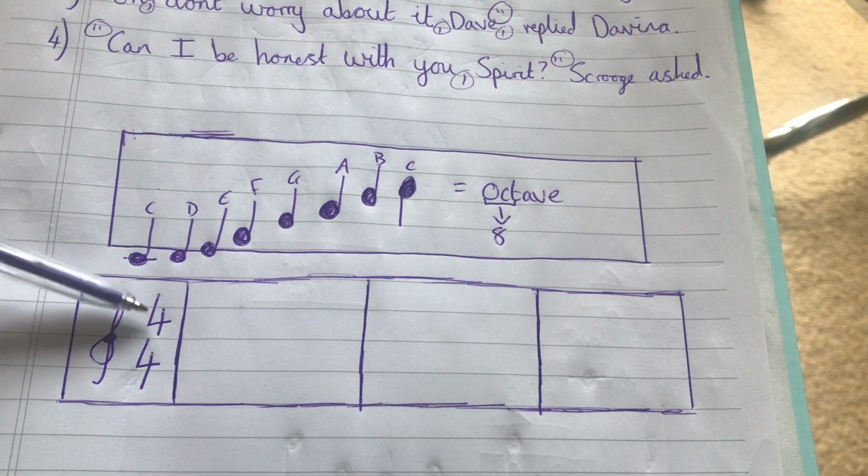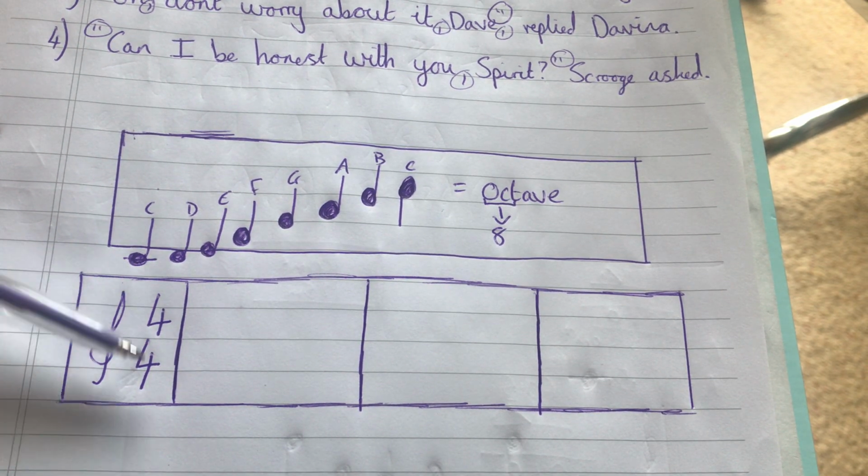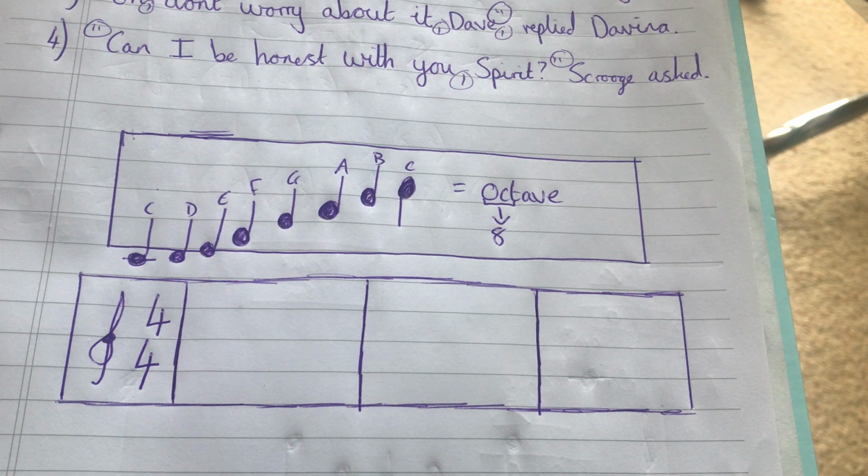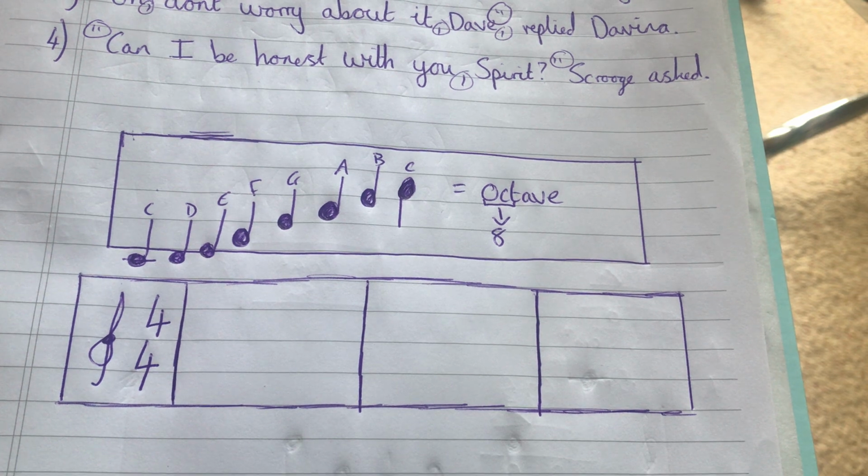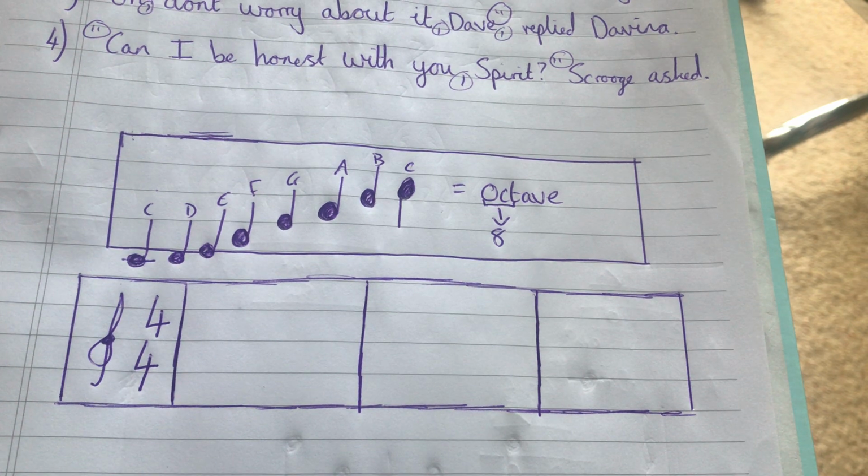Okay, you can have 3 in a bar, which is triple time. You can have 6. It can get quite complex, especially in classical music. There's a lot of variations. 4 is the simplest one, and the really common, and what most things are in. So we're going to have a look at that.